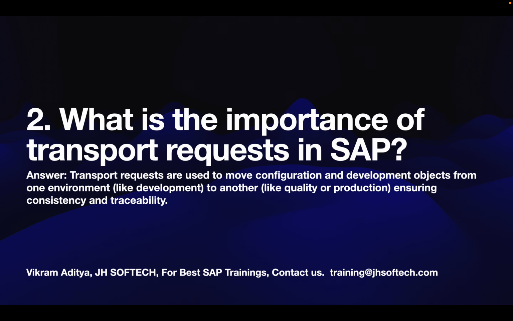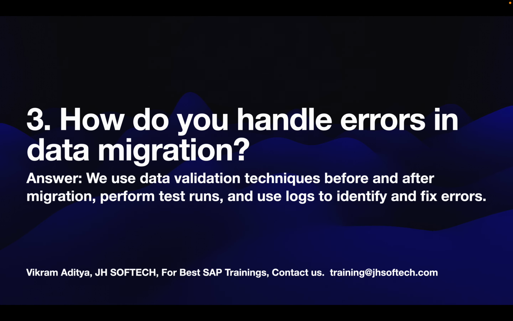Now, what is the importance of a transport request in SAP? Transport requests are used to move configuration and development objects from one environment, like the development server, to another, like the quality or production system, ensuring consistency and traceability. How do you handle errors in data migration? We use data validation techniques before and after migration, perform test runs, and use logs to identify and fix errors.